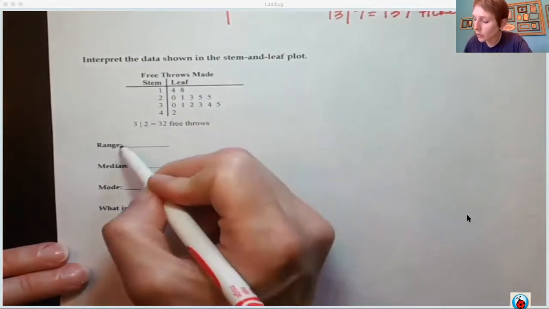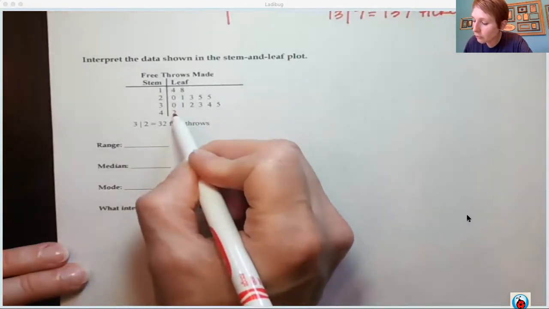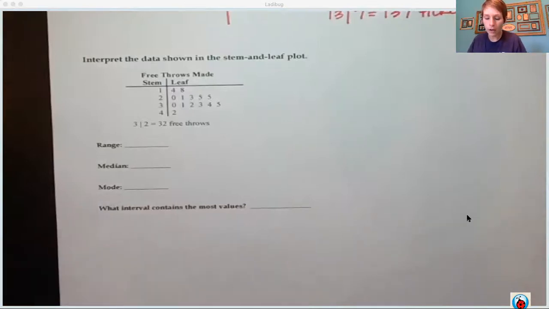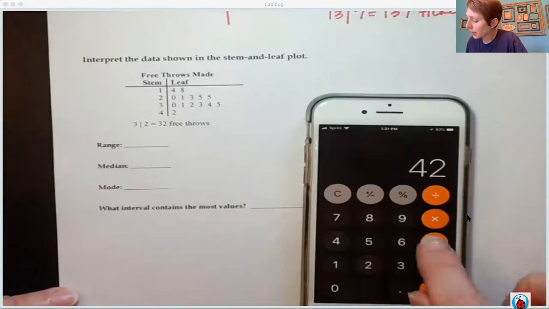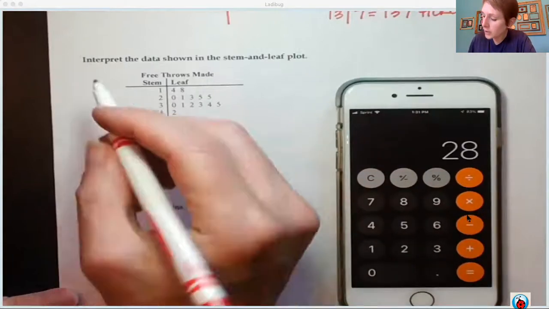The range, remember, is your largest piece of data minus your smallest. So 42 minus 14. If you need to use a calculator for that, go for it. Let me get mine fired up here. So 42 minus 14, largest piece of data minus smallest, gives me 28.